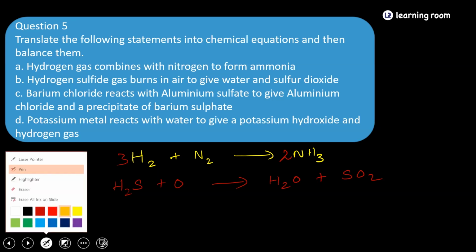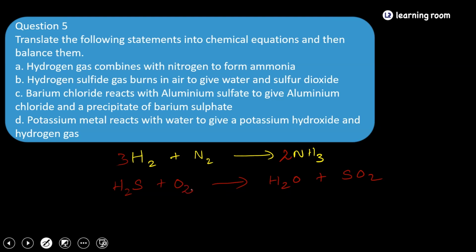Wait a minute, I made one mistake. So totally how many oxygen is there? 2 oxygen is there, but in the product how many oxygen is there? Then it is not balanced. So we need to balance, right? Then what number, if you put it, will get balanced?